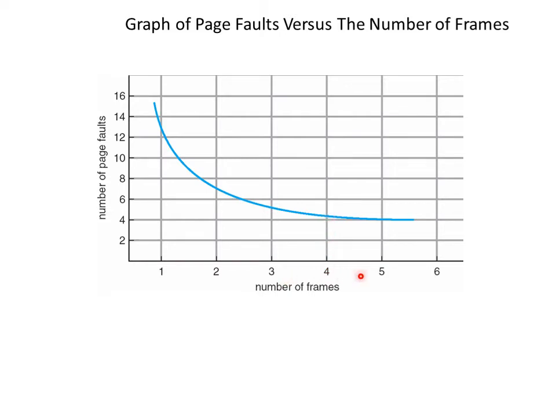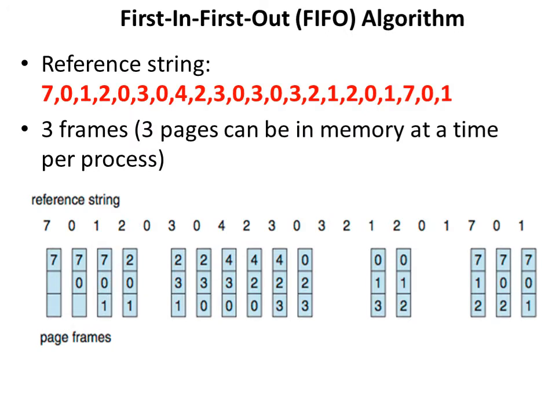But we see that when the number of frames is 5 or 6, the page fault count is a constant value. So we can say that when the number of frames is increased to a certain number, the page faults remain constant. Now we'll see.